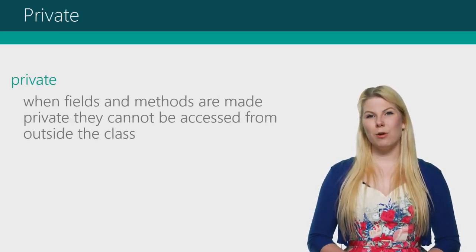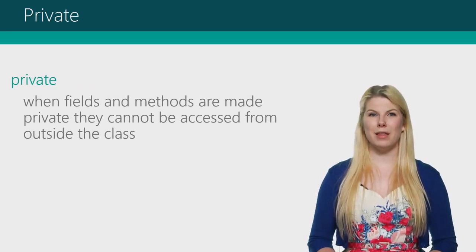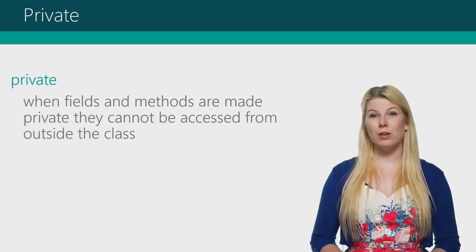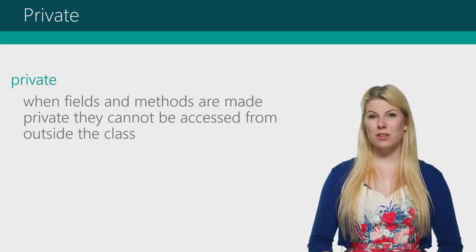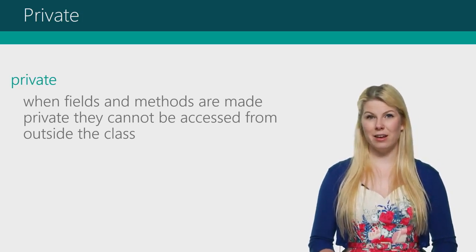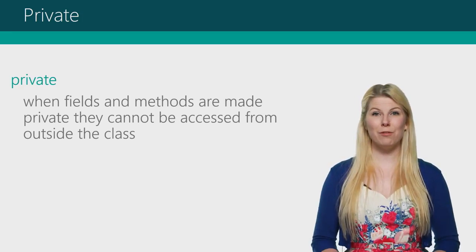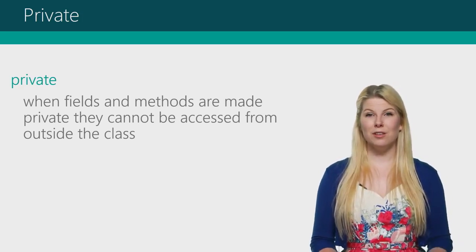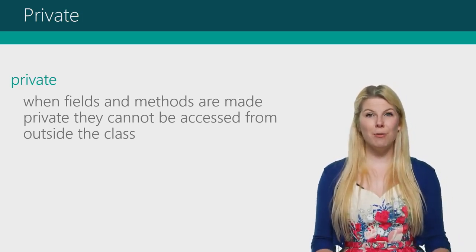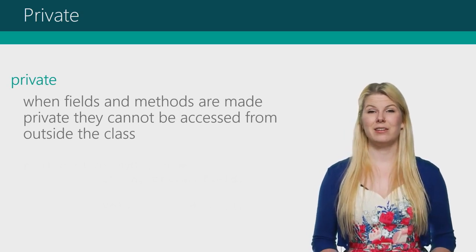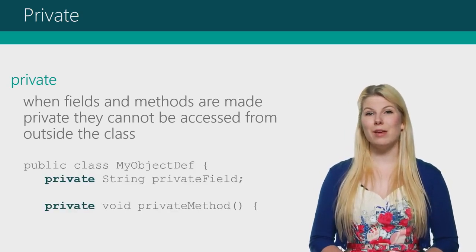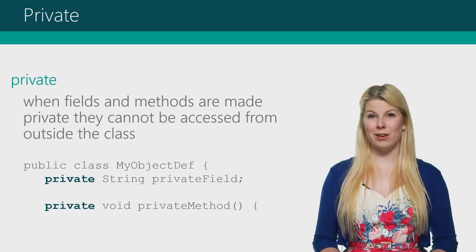The private keyword can be applied to fields or methods. And this means when you've made something private that only you, meaning the class that they are in, know that those things are there and can use them. So for example, if you had a private field, you can change that value, but nobody else can even know that it's there. Here's an example of making a field and a method private.